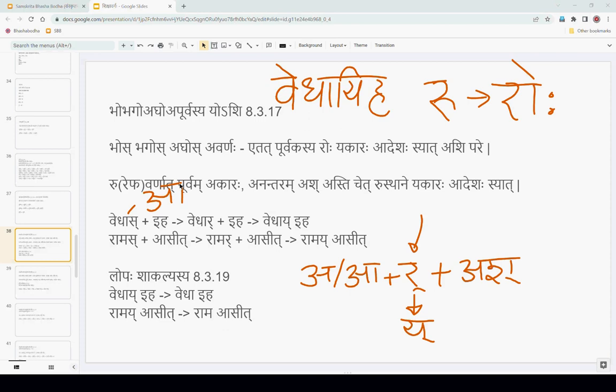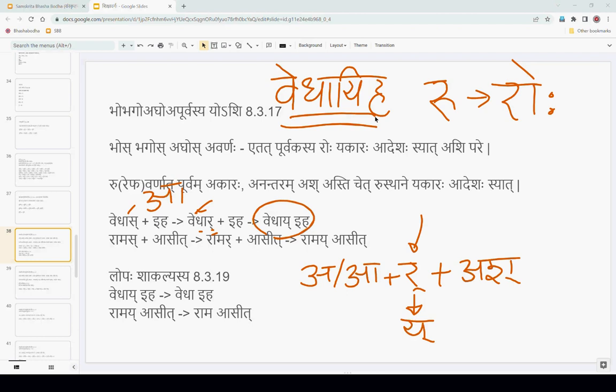Dirgha akar. Refat puram dirgha akara asti. Vedhaya. So you have to say it like this. Whether you write it like this or write it like this, uccharanam samanam. Okay, it doesn't matter. There is no pause. Similarly, Ramas asit. Atra kim Ramay. Ramar asit. Ramay asit.